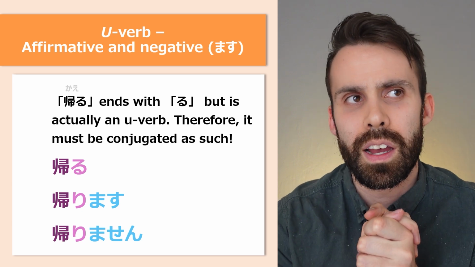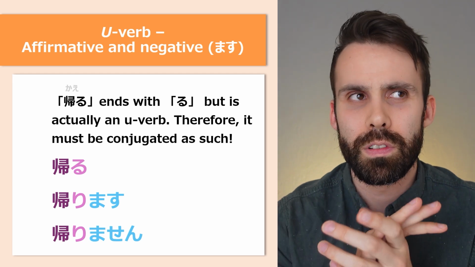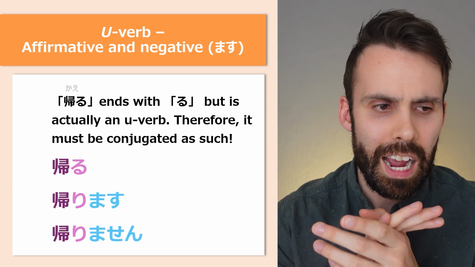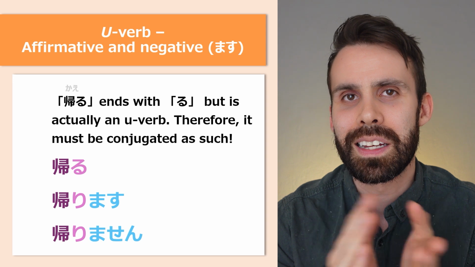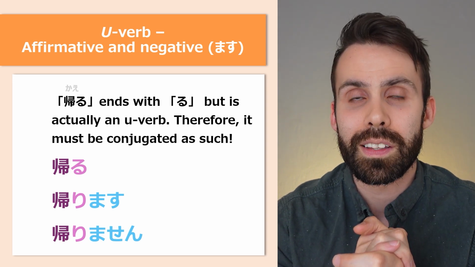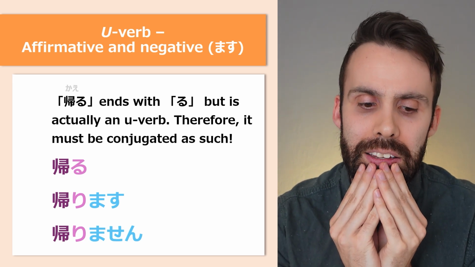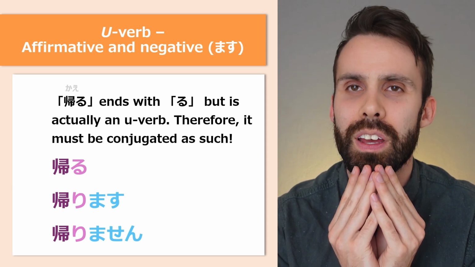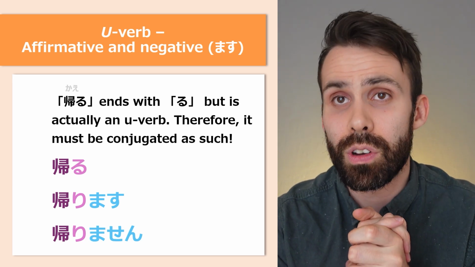And at this point, many of you might become a bit nervous. How do I know which verbs that end with ru are ru verbs or u verbs? And my advice would be just to take it one verb at a time and learn them when you are learning them. Great advice. No, so the thing is that once you get a feel for it, you would never confuse kairu with a ru verb, because not saying kairimasu or kairimasen would just sound off to you.